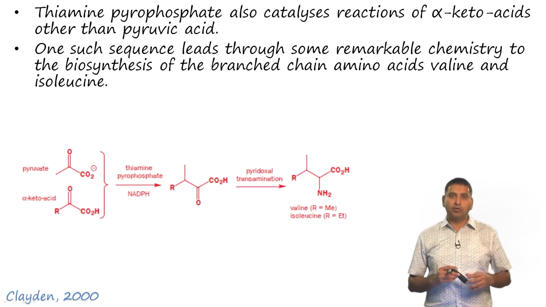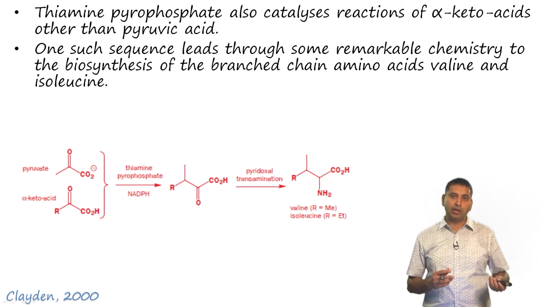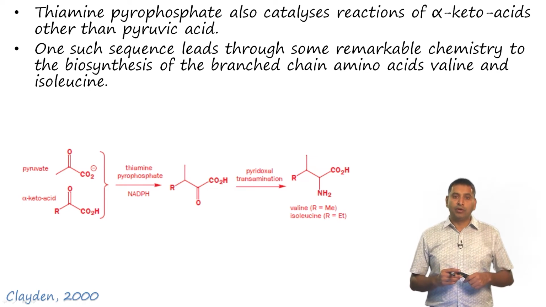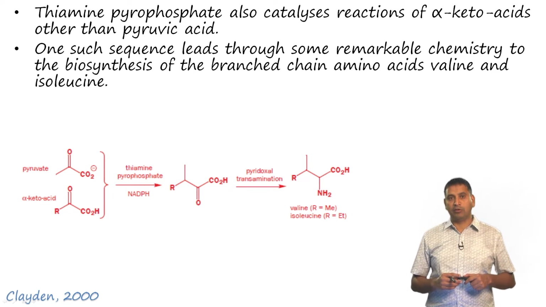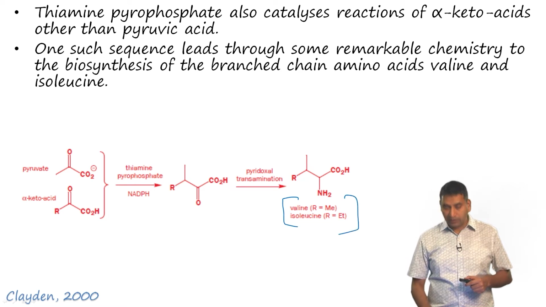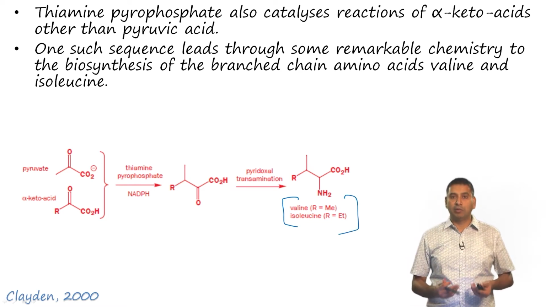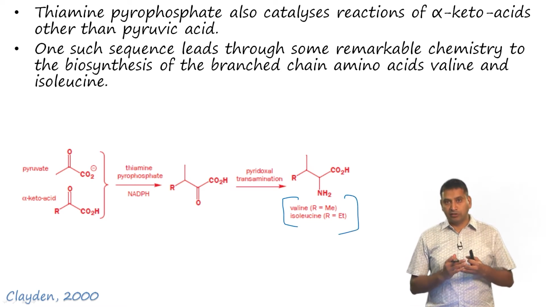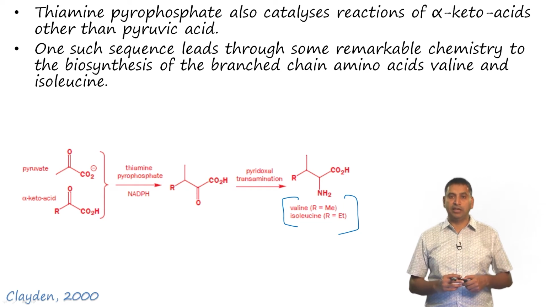So, thiamine pyrophosphate also catalyzes reactions of alpha keto acids other than pyruvic acid. So, if you take pyruvate and react it in the presence of thiamine pyrophosphate and NADPH, you can actually form valine and isoleucine. Now, let us look at this remarkable chemistry in the biosynthesis of the branched chain amino acids valine and isoleucine.